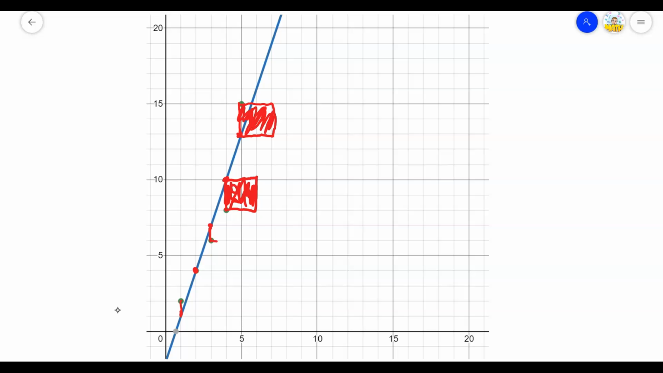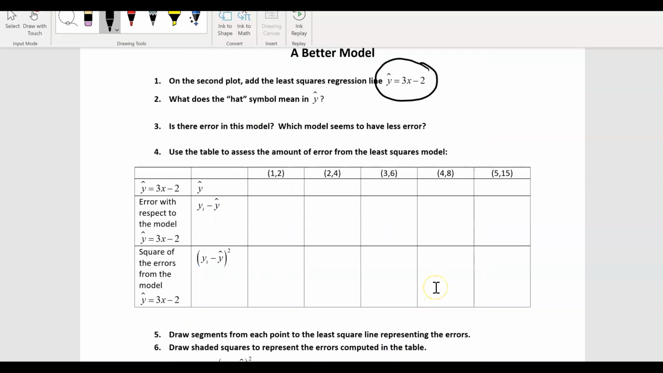These two squares have an area of 4. This has an area of 1. This will have an area of 0. Okay? And then we can sum them up. So let's go back to the worksheet, and you can see algebraically what had just happened here.